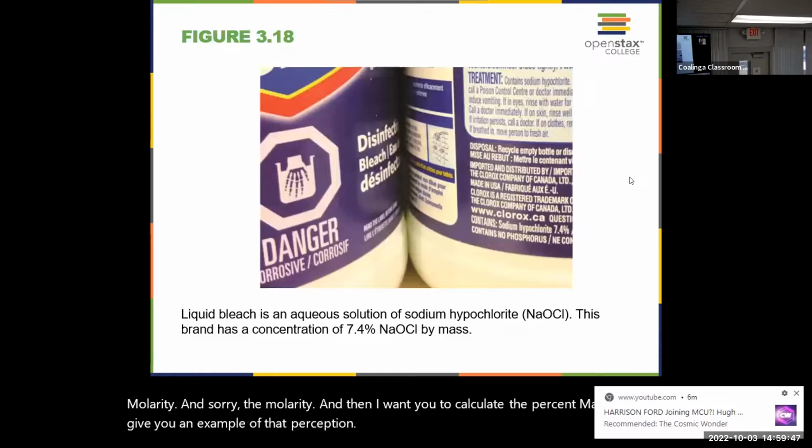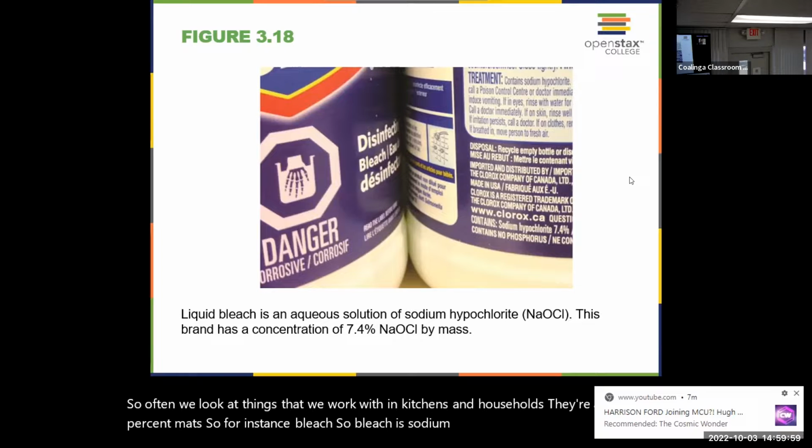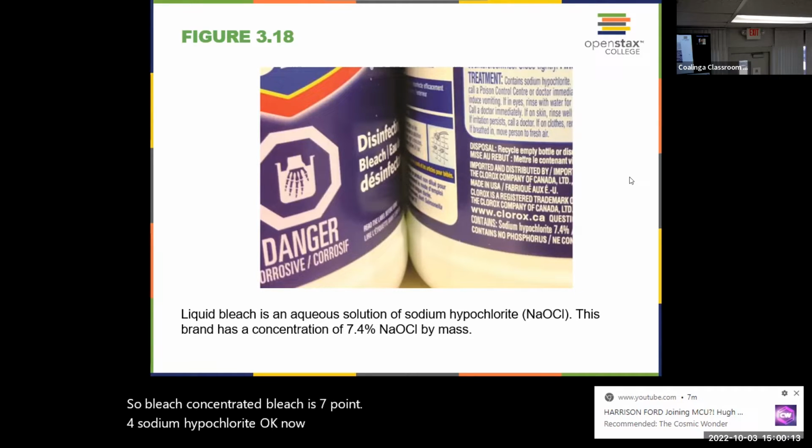Okay. So often we look at things that we work with in kitchens or in households, they're often percent mass. So for instance, bleach. Bleach is sodium hypochlorite, sorry, chloride. Concentrated bleach is 7.4% sodium hypochlorite. Okay. Now that is the concentrated version, right?